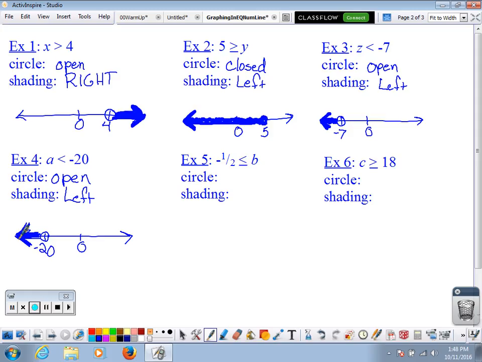Okay, so let's look at this next one. I've got -1/2 is less than or equal to b. So, number line, 0. Here's -1/2. Okay, first thing I want to think about is the circle. Should it be an open circle or a closed circle? Well, I see less than or equal to. What does our chart say about less than or equal to? Closed circle. So I'm going to close that circle on -1/2.